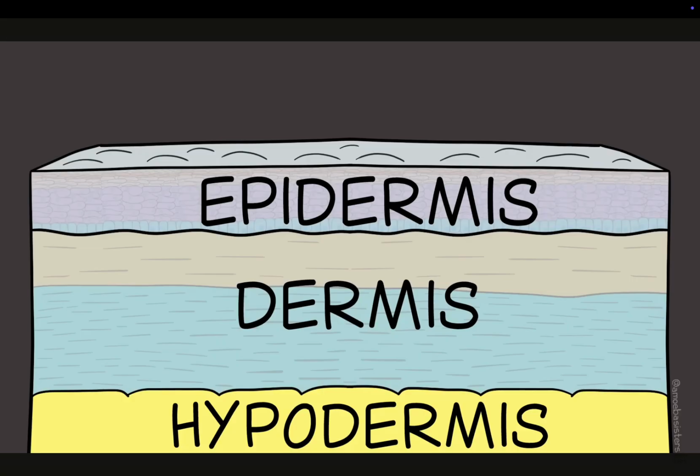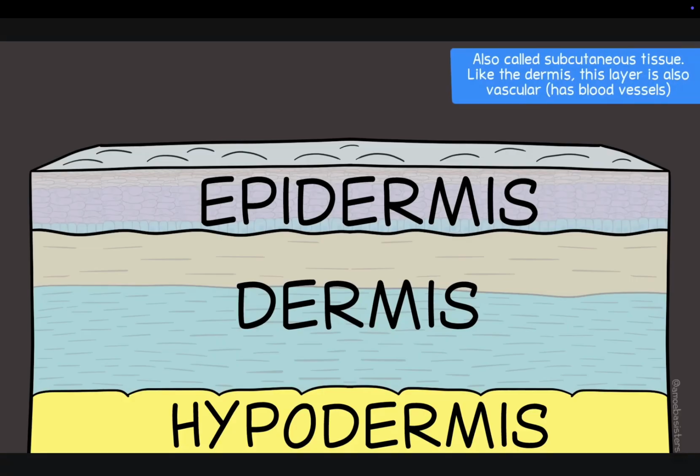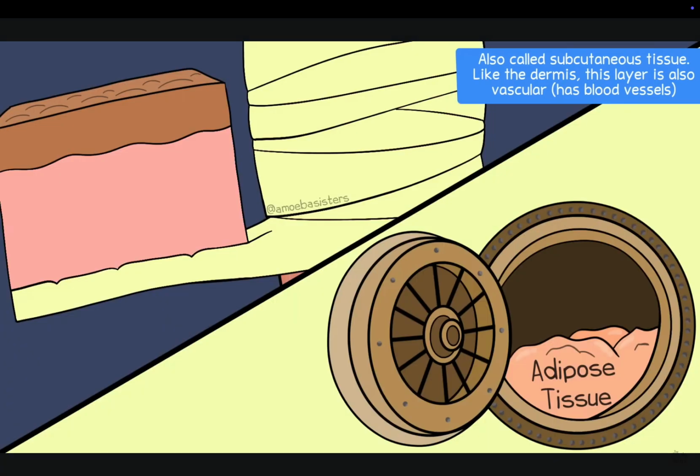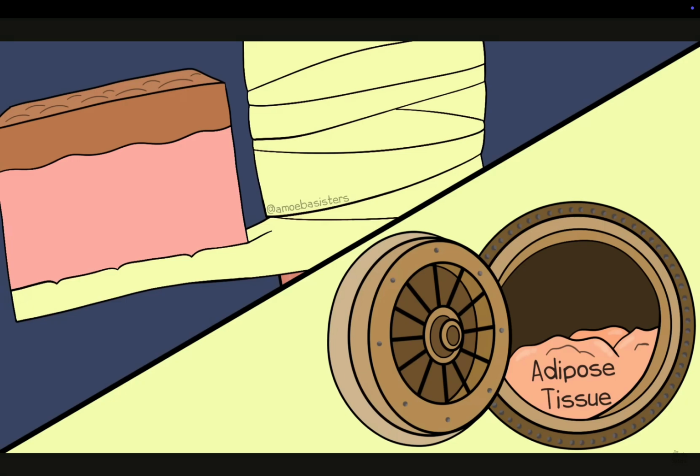Okay, moving on to the last layer we'll discuss, the hypodermis. It's under the dermis, and it connects the skin above to bone and muscle tissue. The hypodermis contains adipose tissue, which is stored body fat, and this has important functions such as insulation.